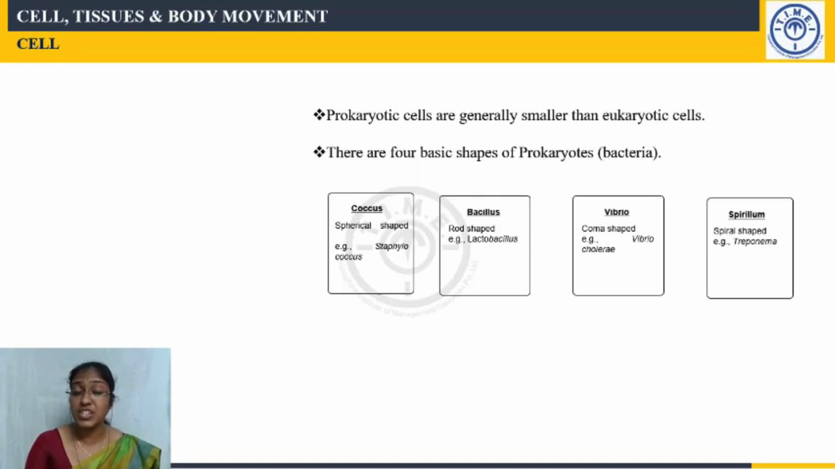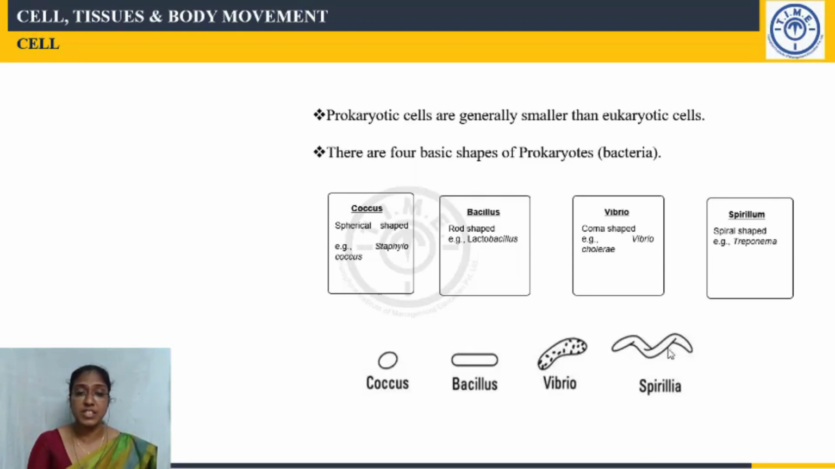If it is spherical shaped, it is called a coccus bacterium. So the category of bacteria having spherical shape is included under the group coccus. If it is rod shaped, it is known as the group of bacteria, bacillus, bacilli. A typical example is lactobacillus. Then if it is comma shaped, we call it Vibrio, for example, Vibrio cholerae. And if it is spiral shaped, we call it spirillum, for example, Treponema. So these are the shapes. This is the coccus, this is bacillus, this is Vibrio, and this is spirilla, spiral shaped.